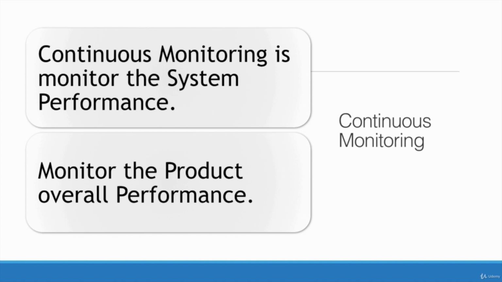So continuous monitoring has tools like Dynatrace and Nagios, which will continuously monitor your application as well as your server health check. What kind of memory is being used, what kind of operating system is being used, what amount of CPU is being used by your application, what kind of RAM is being used by your application, right? All these things come into continuous monitoring. In continuous monitoring, we monitor the product's overall performance at different stages, right? This is a very critical phase of the product life cycle.